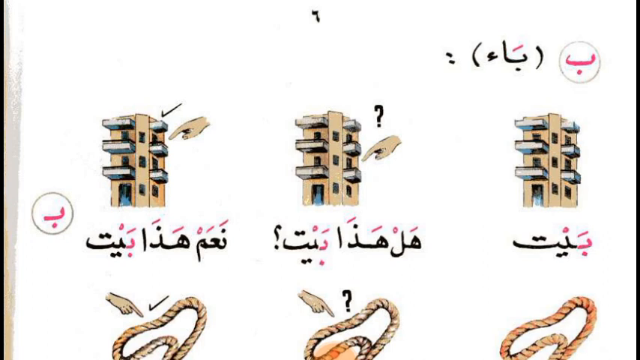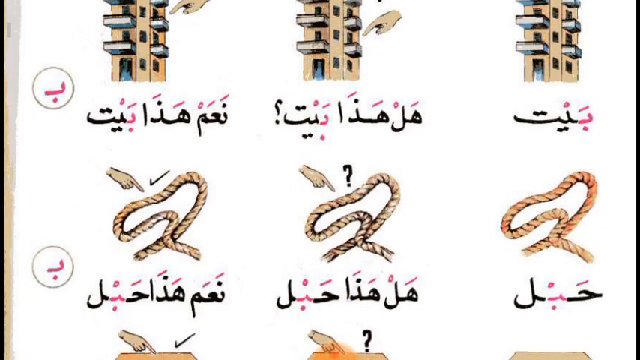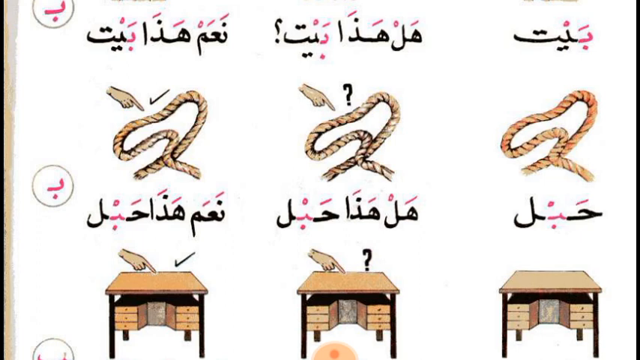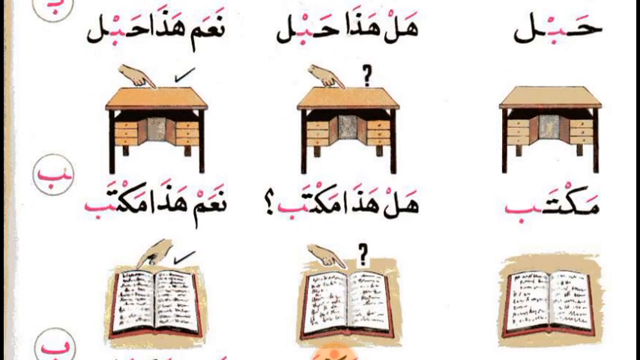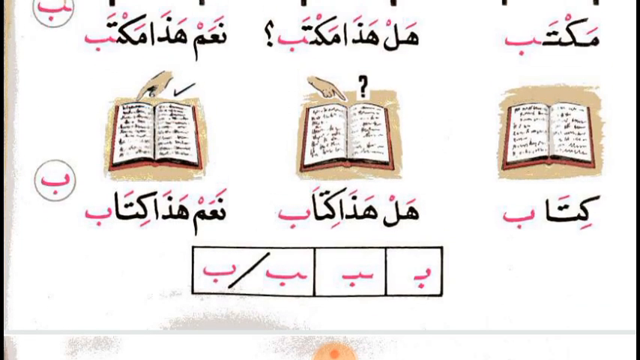Baitun. Good. Haza baitun. Naam. Haza baitun. حبل. هل هذا حبل؟ نعم هذا حبل. مكتب. هل هذا مكتب؟ نعم هذا مكتب. كتاب. هل هذا كتاب؟ نعم هذا كتاب.